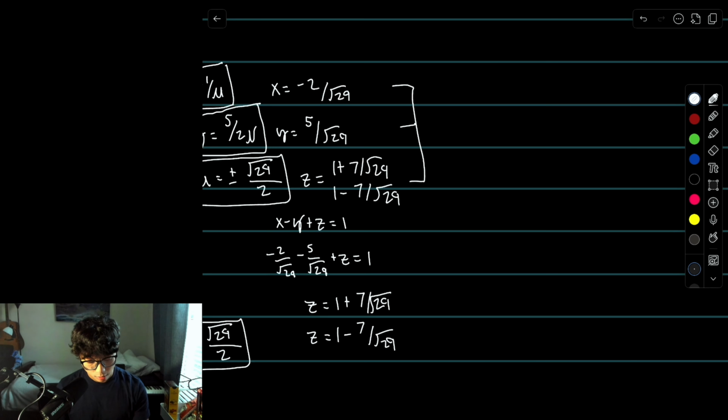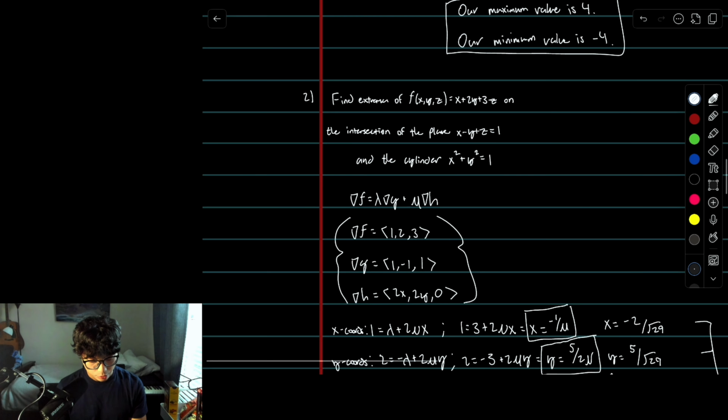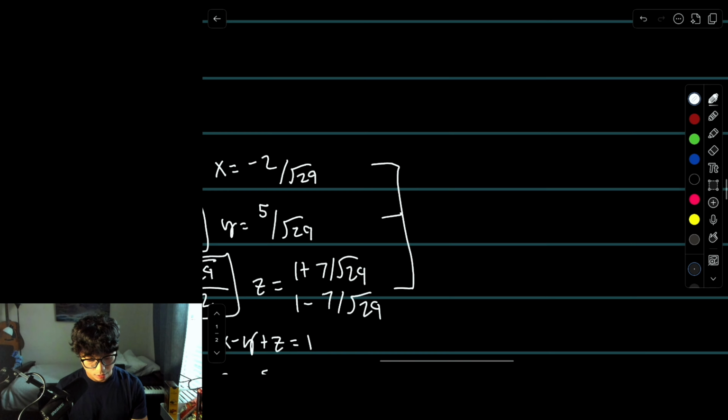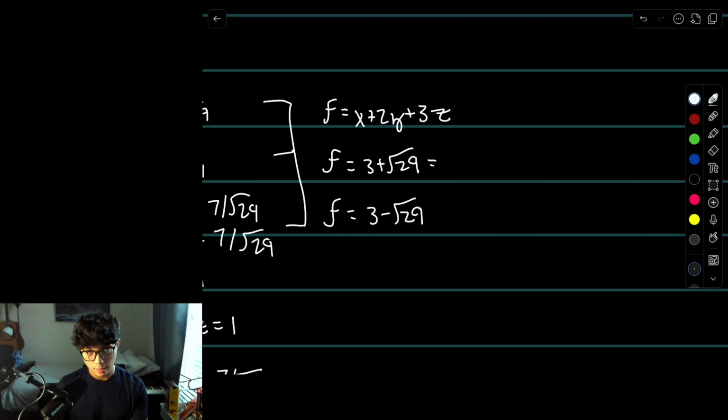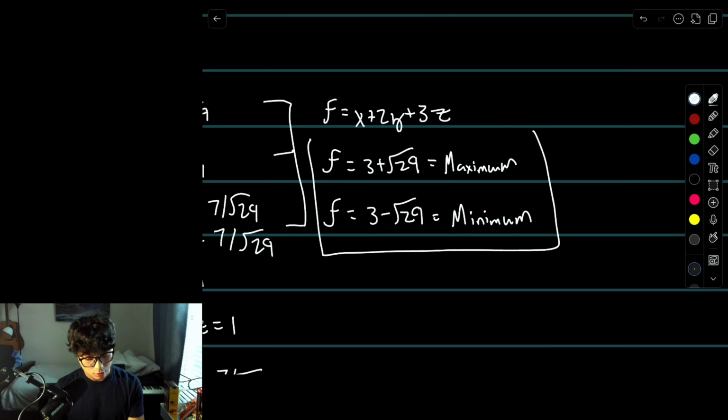Now we have to plug all of these into our original function, x + 2y + 3z. When we plug it in for both possibilities of z, we end up getting f = 3 + √29, and our other f being 3 - √29. The positive one, the higher number, becomes our maximum, and our lower number becomes our minimum. So those are the extrema of this problem.